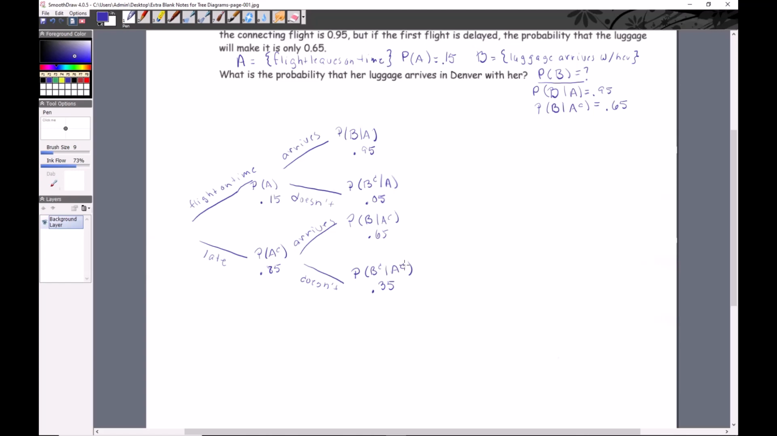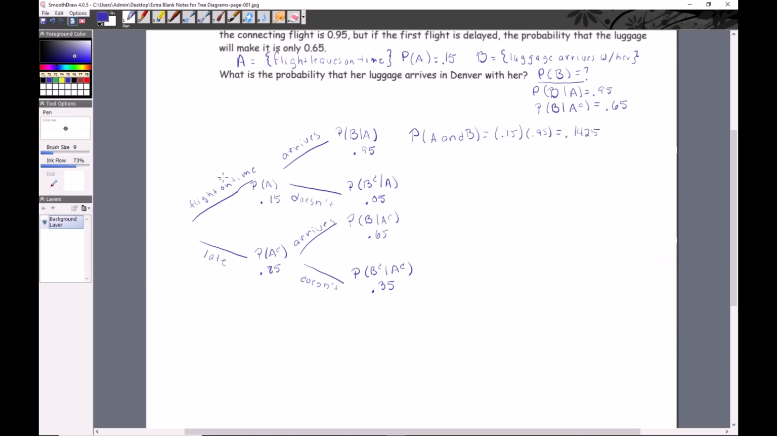We're going to find the 4 joint probabilities, the ones connected with "and", and we're going to use the general multiplication rule, right? Because that's where we're going to dig out the B. It doesn't come in the conditionals. It comes with the joint probabilities. So we'll figure out the probability of A and B, that the flight is on time and the luggage arrives with her. And that's just your general multiplication rule. It's 0.15 going up this branch times 0.95. And that'll give us 0.1425.